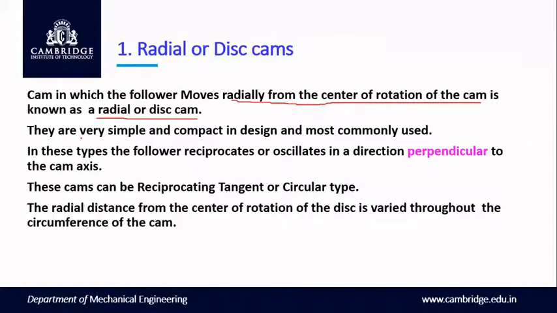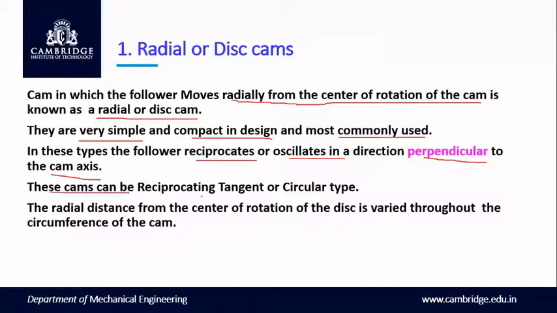In design, it is very simple and compact. That's why we can see this type of cam commonly. It is the most commonly used type of cam. In this type, the follower may reciprocate or oscillate in a direction perpendicular to the cam axis. This is the common thing we can see in the radial disc cam, where the follower has motion perpendicular to the cam axis.